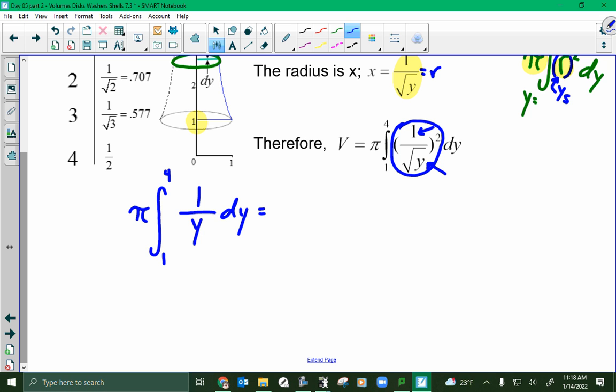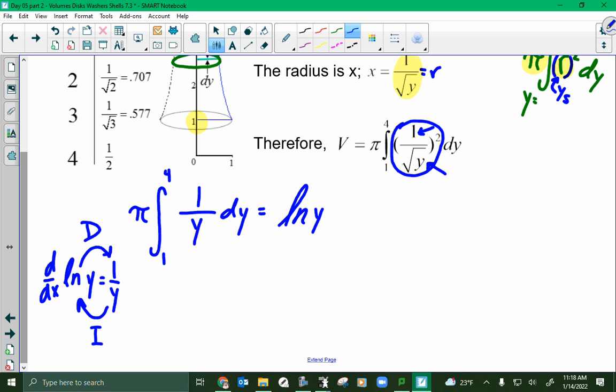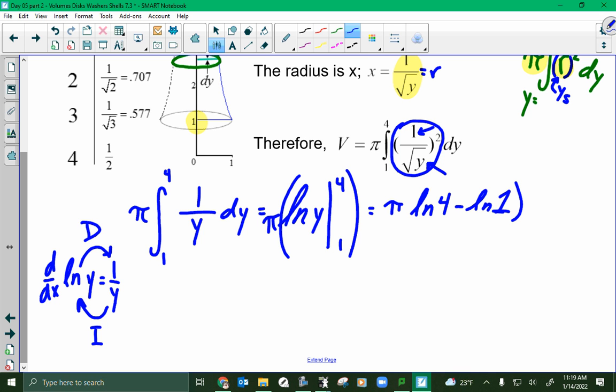If I integrate 1 over y, that's the ln of y. How come? Because the derivative of the ln of y is 1 over y. We're working backward. This is derivative. This is integration. We're working backward. I want that from 1 to 4. And by the way, let's not forget we're multiplying everything times pi. Pi times the ln of 4 minus the ln of 1.